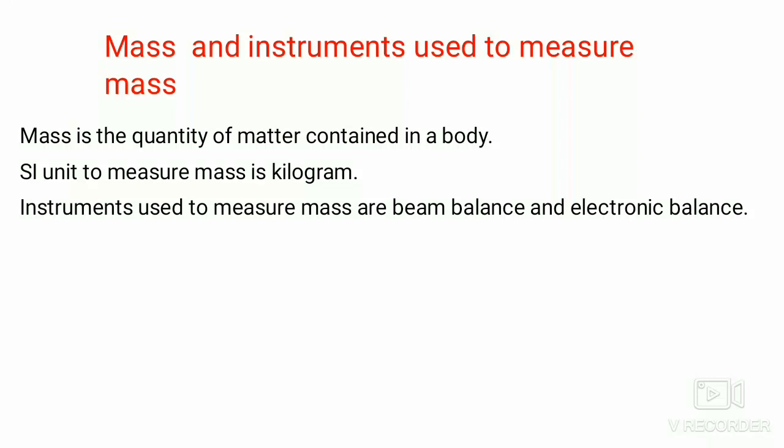The second instrument used to measure mass is the electronic balance, which consists of a platform and a direct digital display to measure the mass of the object. Nowadays, they are considered to be very accurate and sensitive.